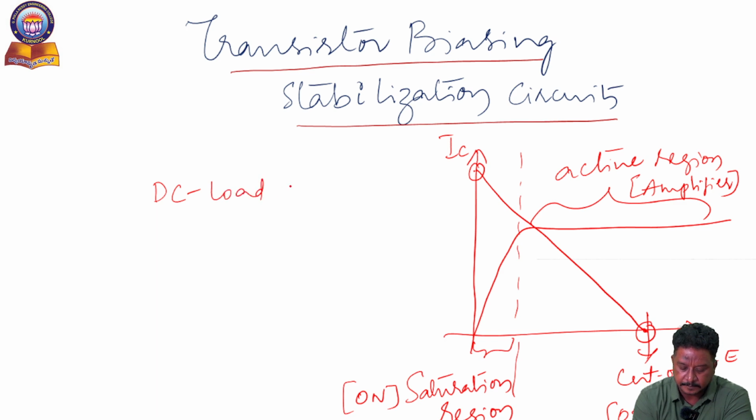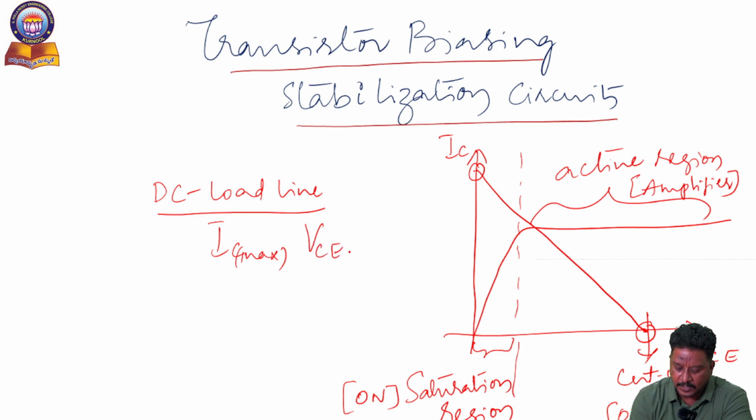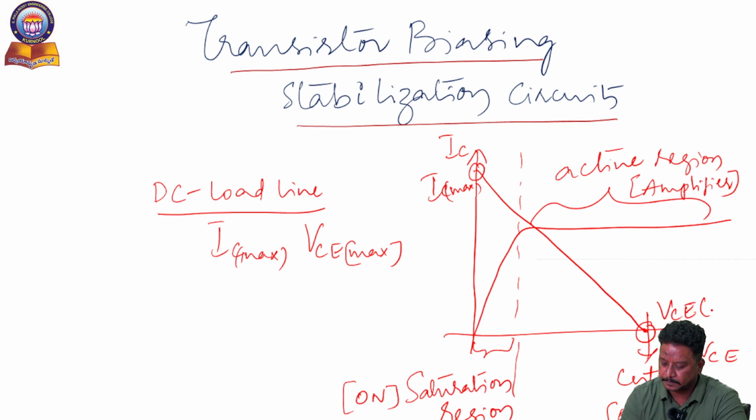the maximum current and the maximum voltage of the transistor. The DC load line will indicate IC maximum as well as VCE maximum. Unless you locate the DC load line, of course it is not possible to locate the operating point. So on this DC load line, we are trying to locate the operating point.